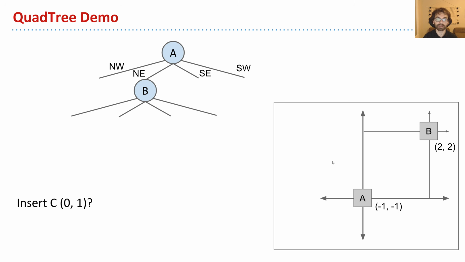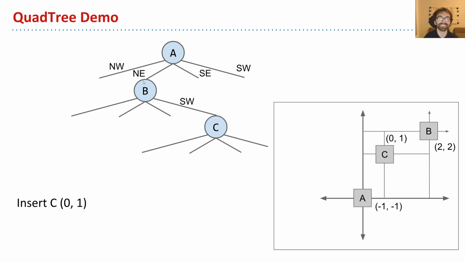And so in this case, C, so 0, 1, that's going to be right around here, right? It's over to the right and up a bit. So that's going to be northeast of A, which is already taken by B. So when we go to northeast of A, there's already something there. So now we need to follow one of B's children. Which one? Well, the southwest child of B. Okay. So we go northeast of A, and southwest of B. And the reason we had to actually follow 2 links is because the northeast position of A was already taken.